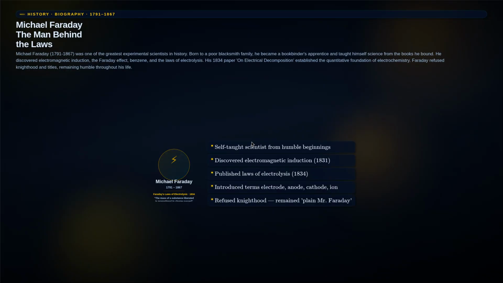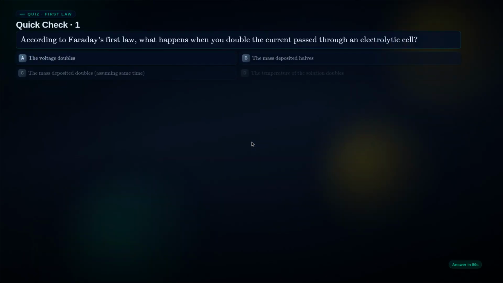Michael Faraday was one of the greatest experimental scientists in history. Born to a poor blacksmith family in 1791, he became a bookbinder's apprentice and taught himself science from the books he bound. He discovered electromagnetic induction, the Faraday effect, benzene, and the laws of electrolysis. His 1834 paper on electrical decomposition established the quantitative foundation of electrochemistry. Faraday refused knighthood and titles, remaining humble throughout his life. He introduced the terms electrode, anode, cathode, and ion.